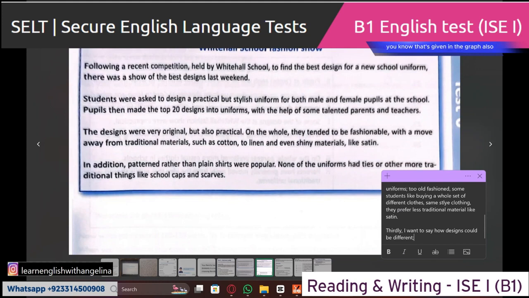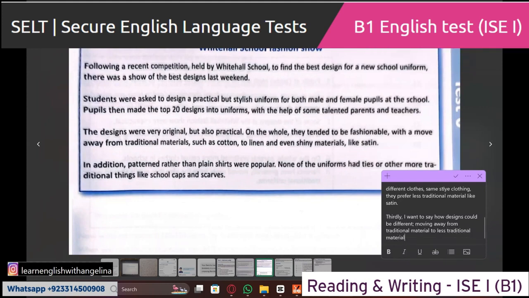That's given in the graph also. We can pick that from there too. Can we write that in here? Moving away from traditional material to less traditional material. Full stop. Then start another one. Moving away, you can write a comma in here as well.